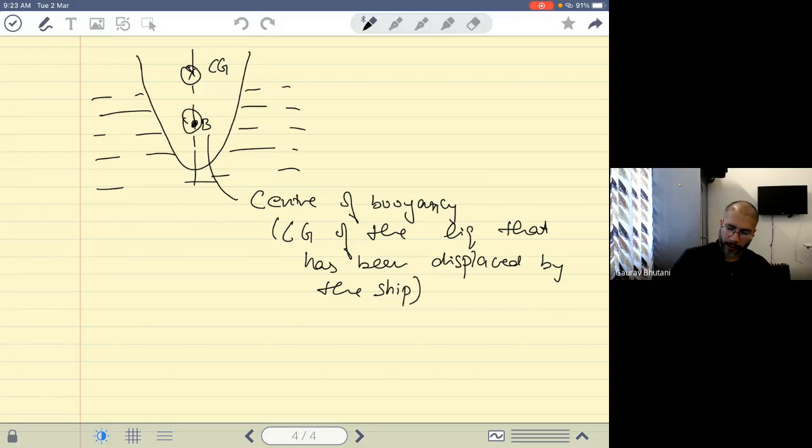Okay, so in this case, the force of buoyancy is acting upwards, and the force of gravity mg is acting downwards. So if you give a hypothetical rotation to the ship, let us say we give it a counterclockwise rotation, so the ship becomes like this. So what you'll see is the force of buoyancy will act here, and the force of gravity will act here, and you can see that this will topple the ship.